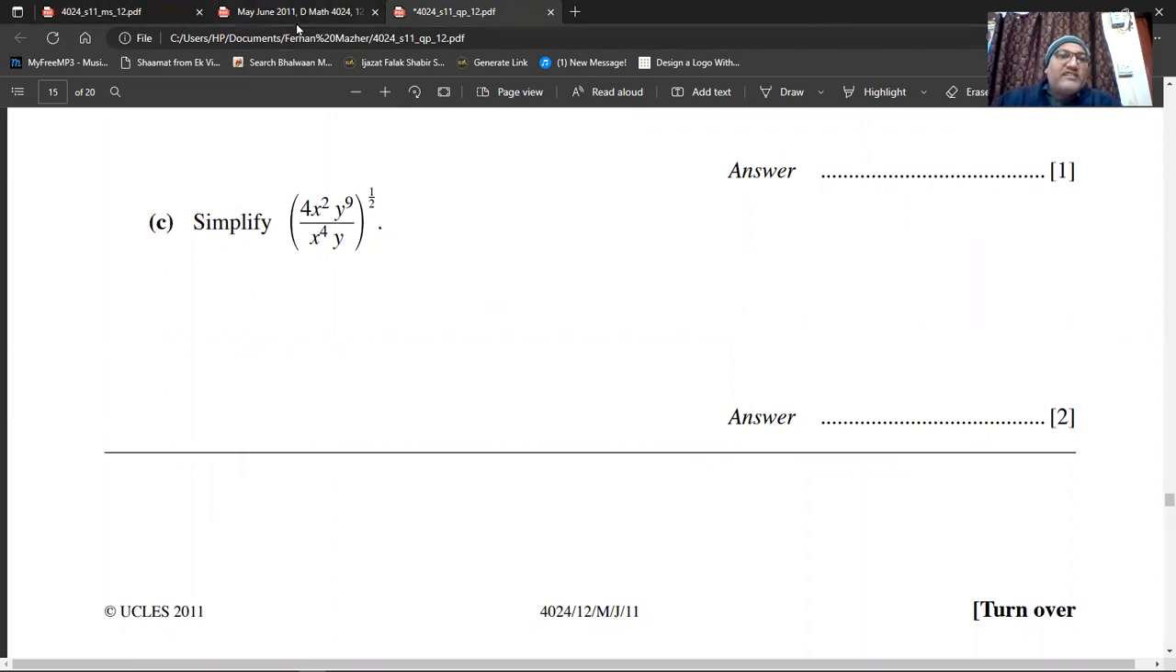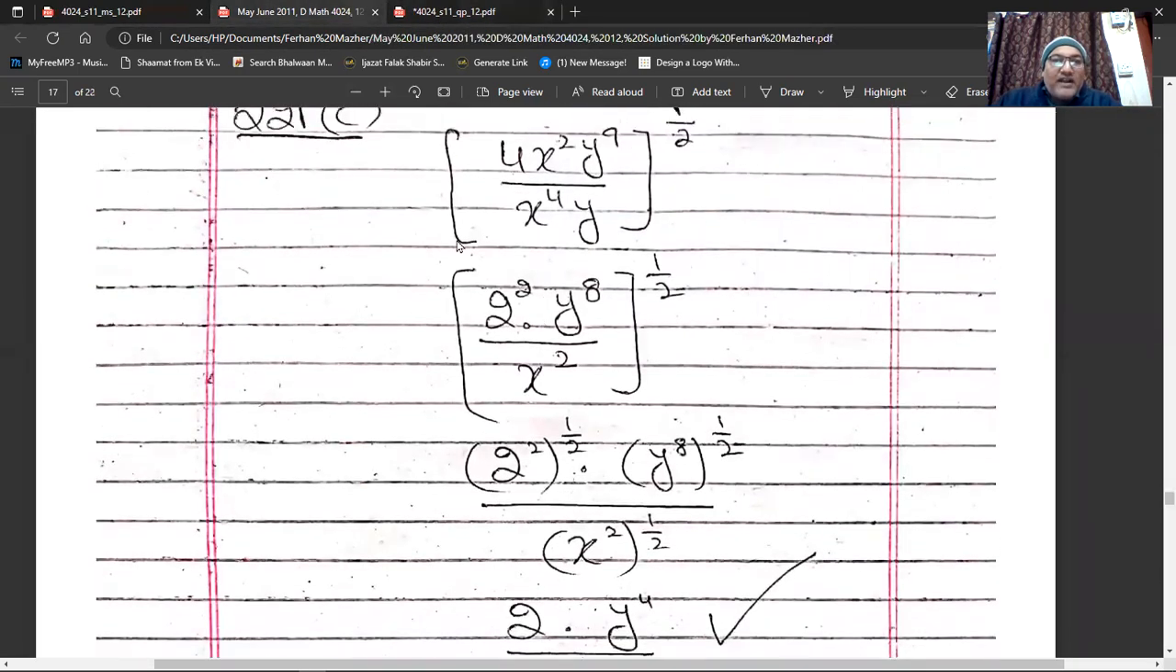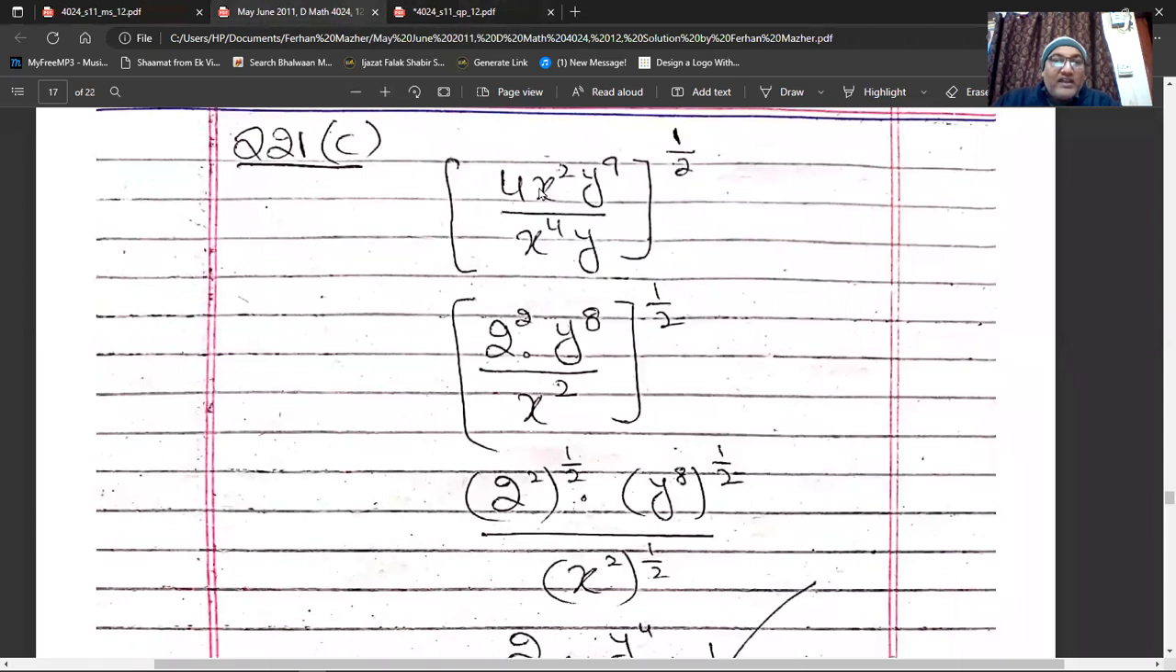But before doing this, just simplify inside the bracket. So 4 will be 2 square, and this x square and x to the 4 cancel. So in the denominator, you will have y square. This y raised to power 9 and y raised to power 1, they will be simplified with each other. So you will have y raised to power 8.